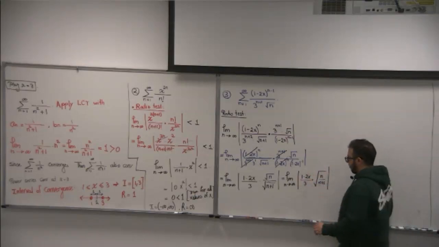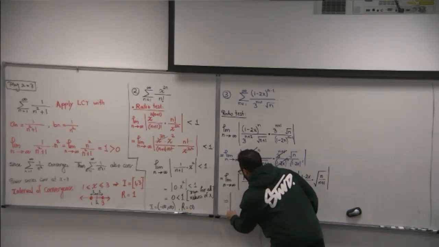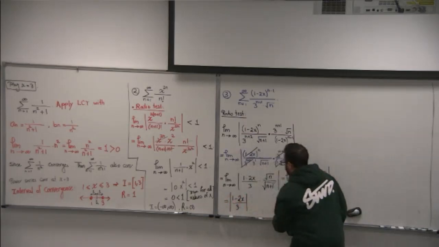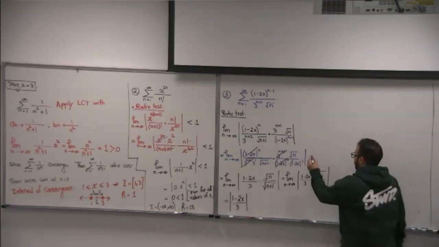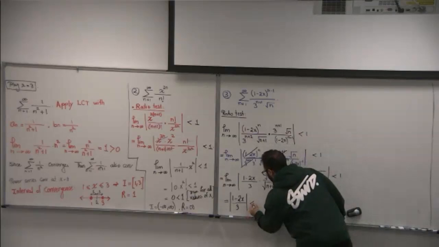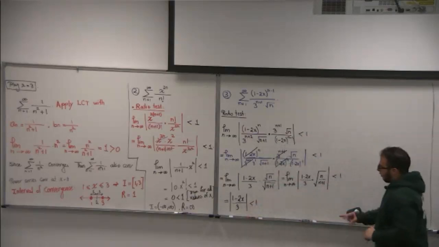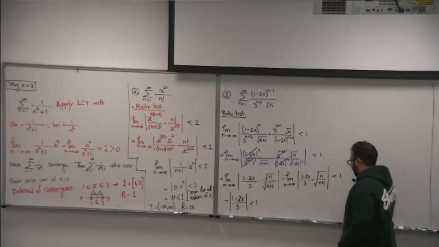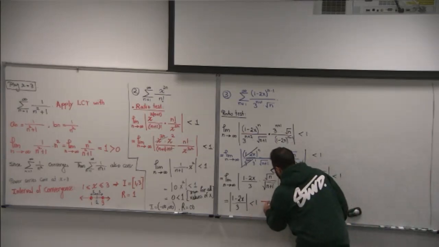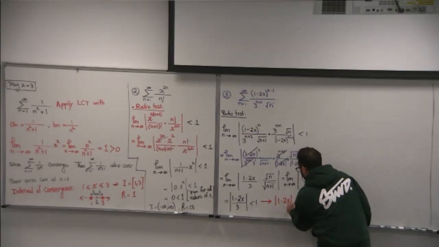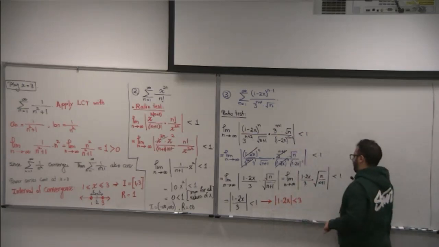And then we have left the square root, the absolute value, 1 minus 2x over 3. This is the answer. Remember, this answer essentially is always less than 1. Okay? And then you solve. So you're just going to do it like this. Absolute value 1 minus 2x less than 3.